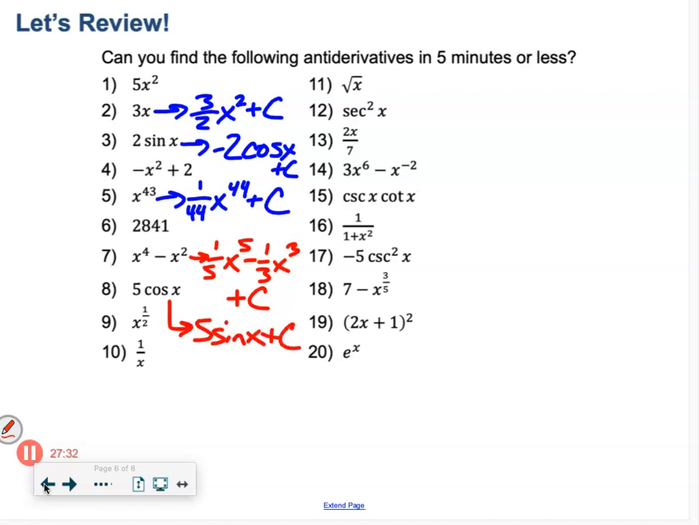All right, nobody needed 9, but a lot of people needed 10. Something tells me, was it all because of the absolute value? Yeah. Okay. We had an undefined. Yep. So you guys just forgot.